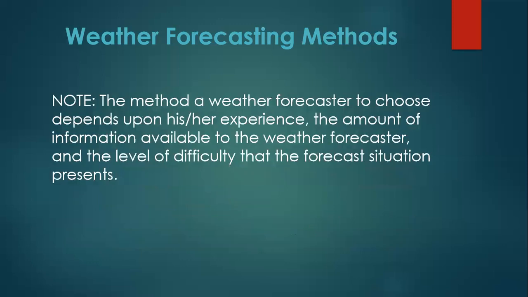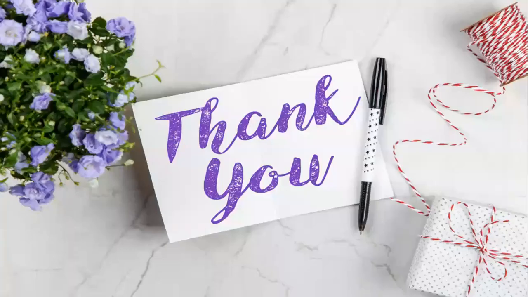Now we have to note that the method the weather forecaster chooses depends upon his or her experience, the amount of information available to the forecaster, and the level of difficulty that the forecast situation presents. So we've seen these 5 methods of weather forecasting. From there you can see how the weather forecaster chooses which way to use. So that's all for this video. To be clear, we've discussed the concept of weather forecasting and the 5 methods of weather forecasting. Thank you.